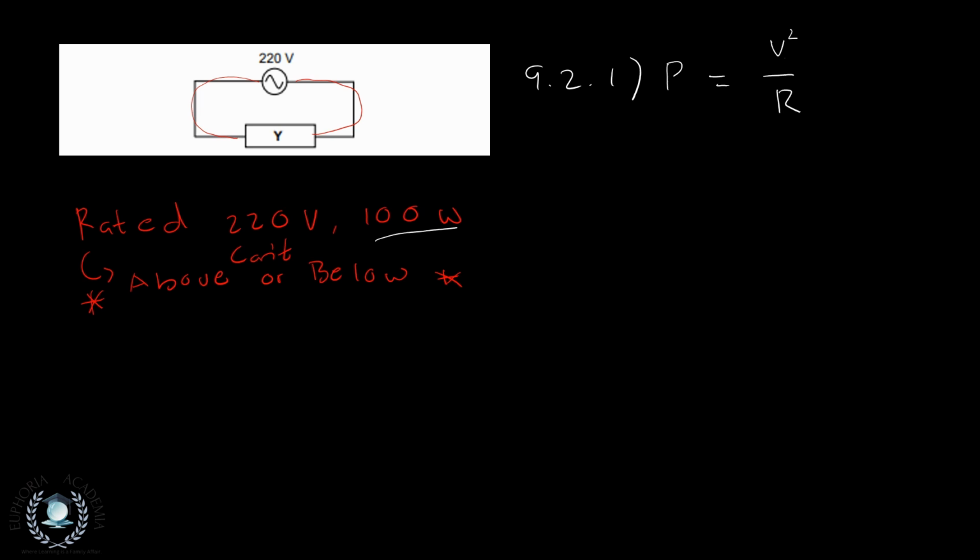In this case, this V will be our V RMS, and we know what our power is, and that is 100 watts. That will be equal to 220 squared over R, and that will give us a resistance of 484 ohms.